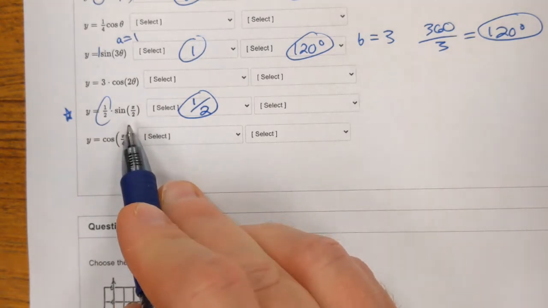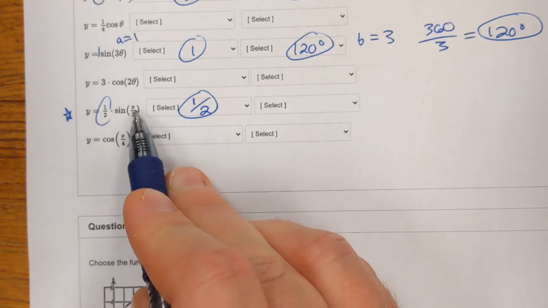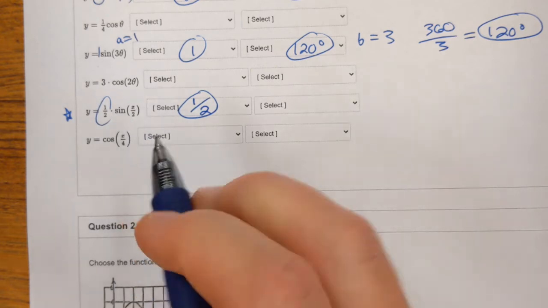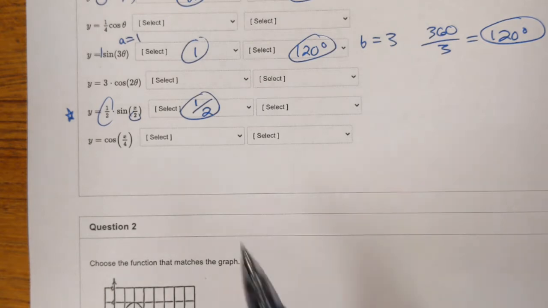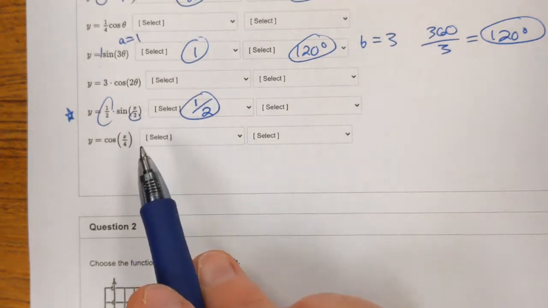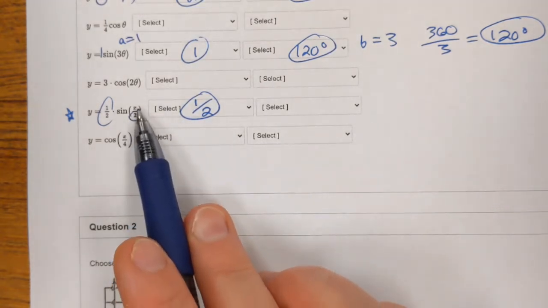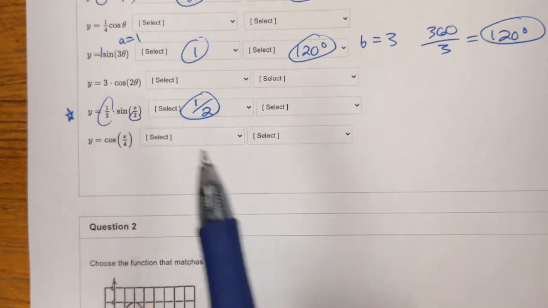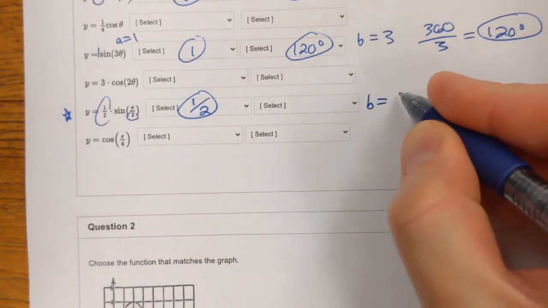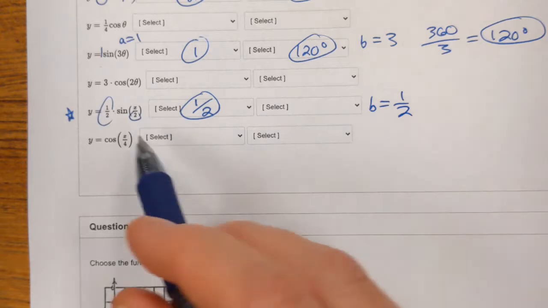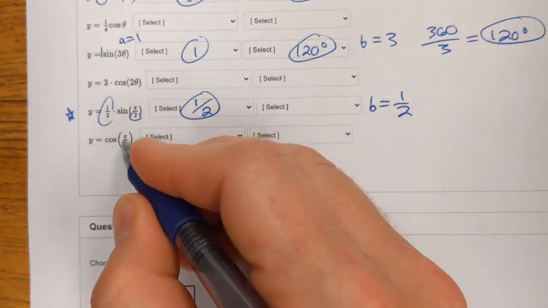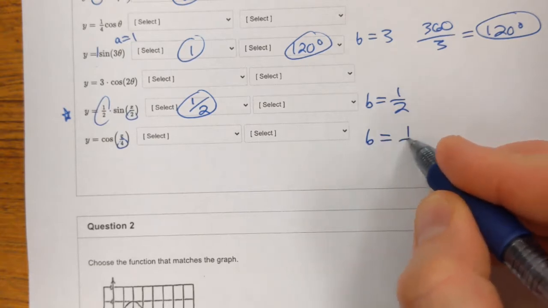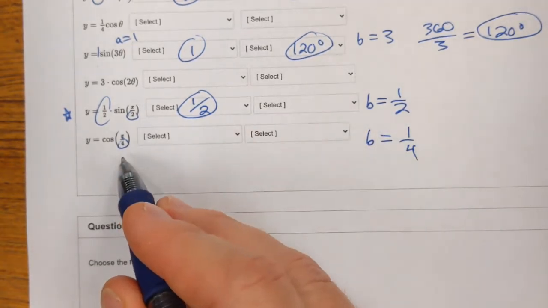Now here we have a very unique case where, for b, the x is actually being divided by 2. If this ever happens, x and theta are interchangeable, don't let that mess you up. But if you ever have your variable, your angle, being divided by 2, you actually have to say that b is equal to 1/2. And down here, you'd have to say b is equal to 1/4 because it's being divided by 4.